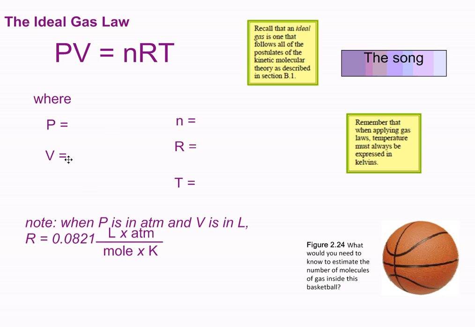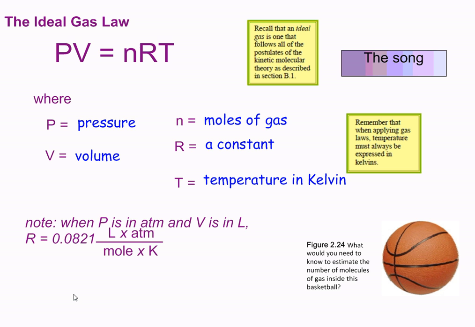So let's take a look at this, and here are our variables. Note that temperature still has to be in Kelvin. You cannot use degrees Celsius. R is a constant, and the numerical value depends on the units of pressure and volume, because temperature has to be in Kelvin.